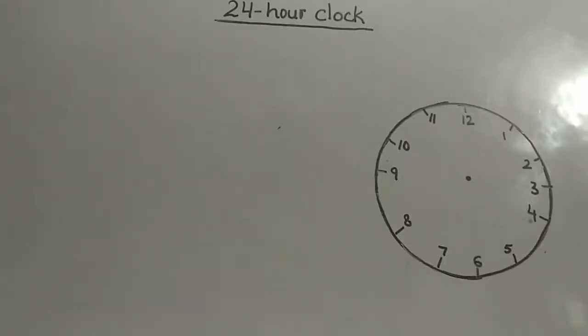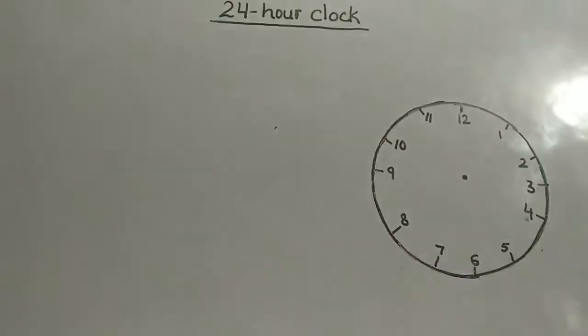But air and railways travel timetables do not use AM or PM to show the times. Instead, they use 24-hour clock time. Now, let us see what is 24-hour clock time. As we all know, AM stands for the time from 12 midnight to 12 noon.